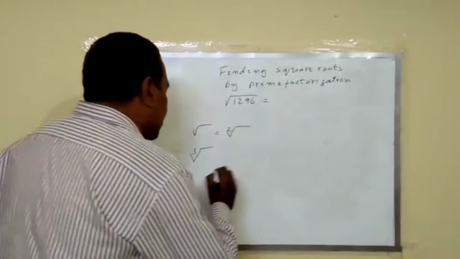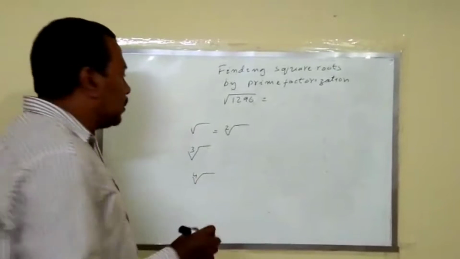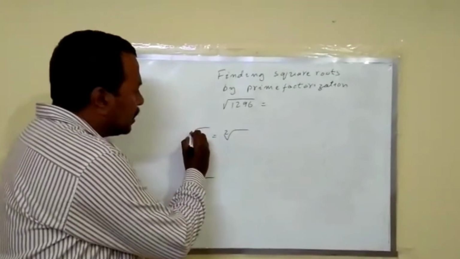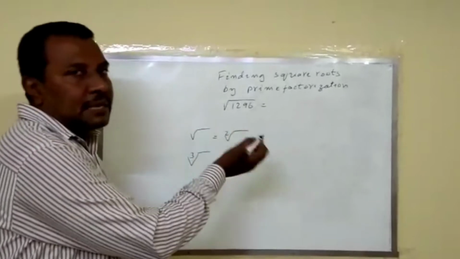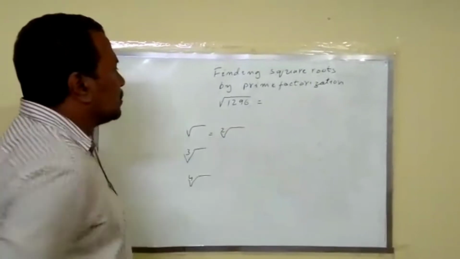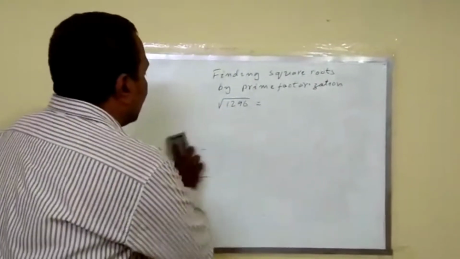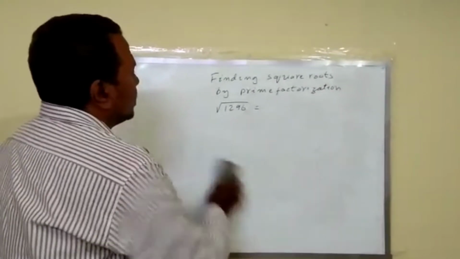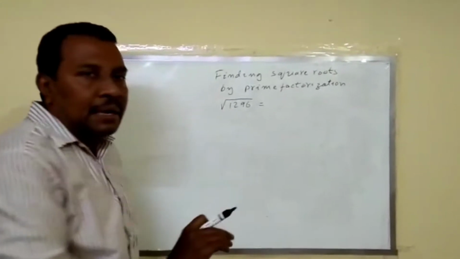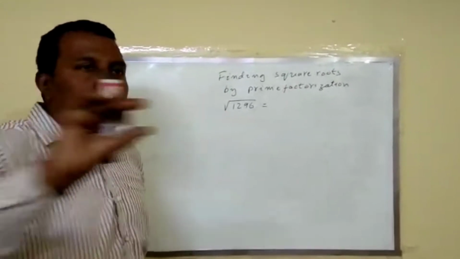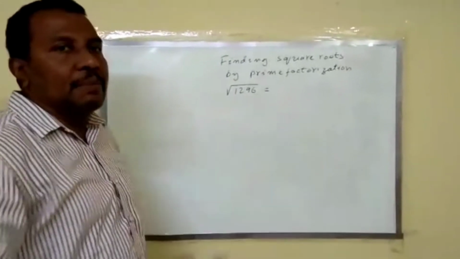Suppose it is a fourth root, we have to keep 4 here. If it is a square root, there is no need to mention 2 here. Even if you mention the 2 or don't mention it, it doesn't make any difference. Now we are going to find the square root of this given number by using the prime factorization method. What is the prime factorization method? Expressing the given number as a product of certain prime numbers is called the prime factorization method.